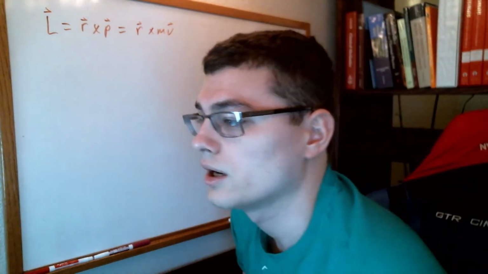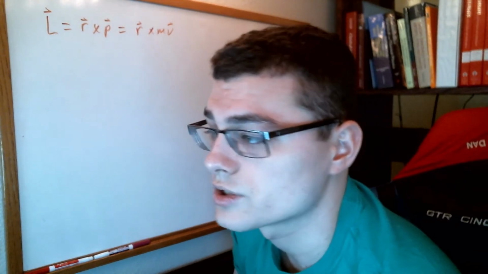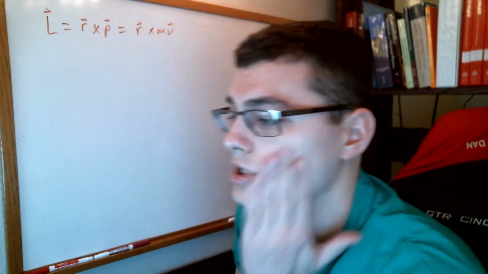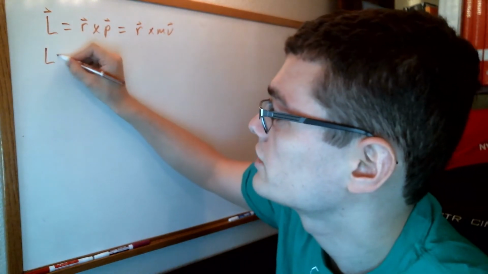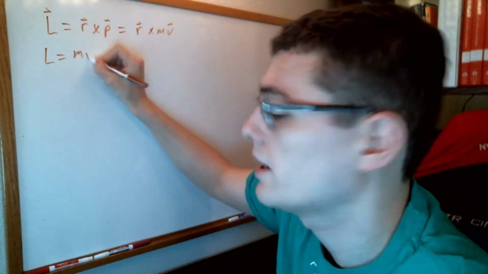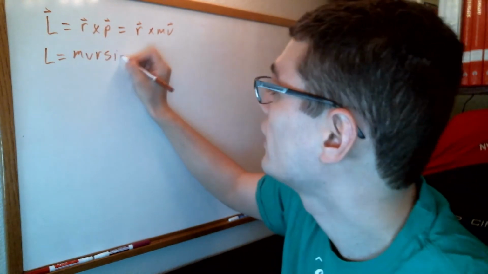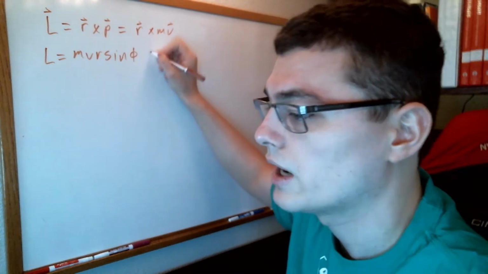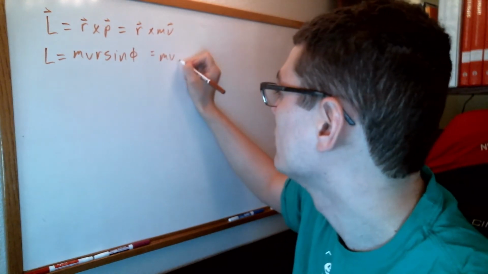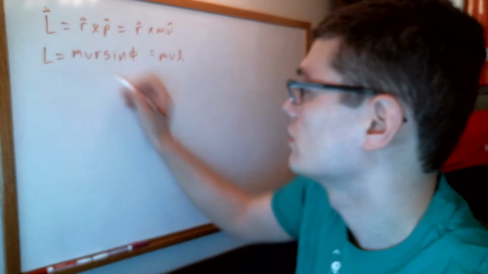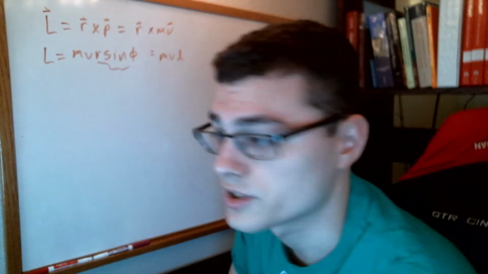M is a constant, so it's just R cross V, which in an algebraic sense gives us L equal to MV R sine phi, which is just equal to MVL. So L here is our lever arm, where the lever arm is R sine theta.